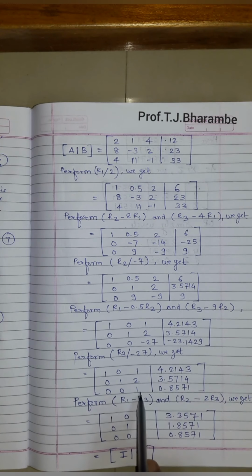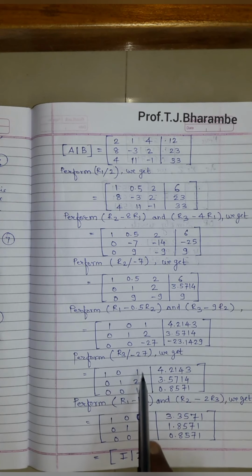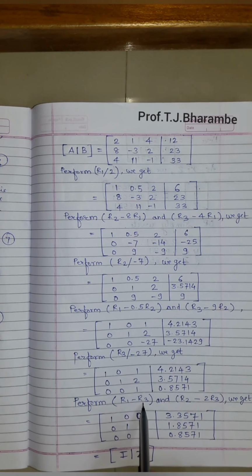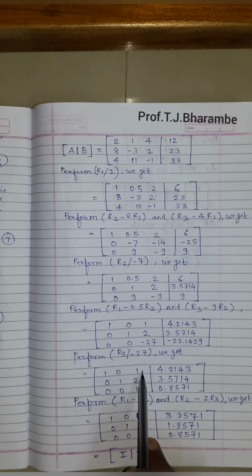So with the help of this one, we are going to make the elements above this diagonal element, that is 2 and 1, 0. So we will perform R1 minus R3. See here, this is already 1. So what should be subtracted from this? Only 1 will be subtracted from this.